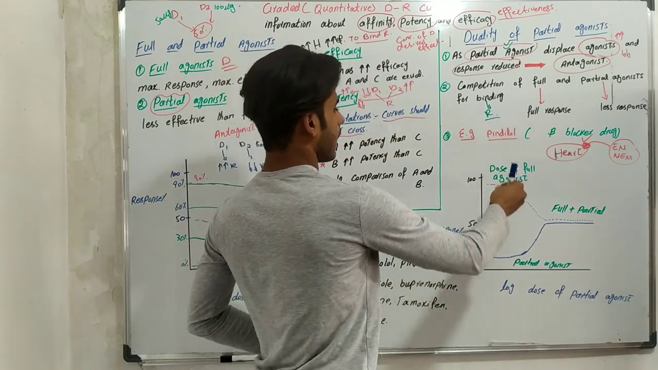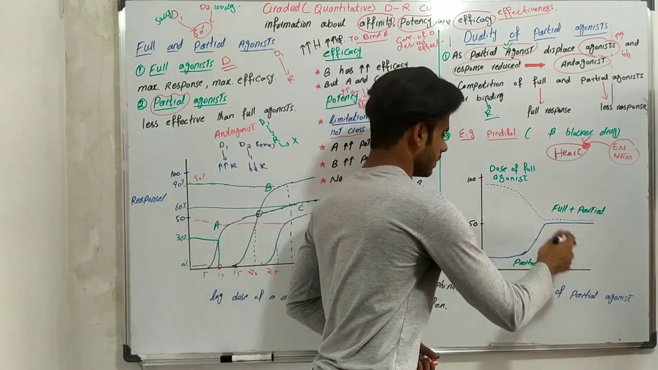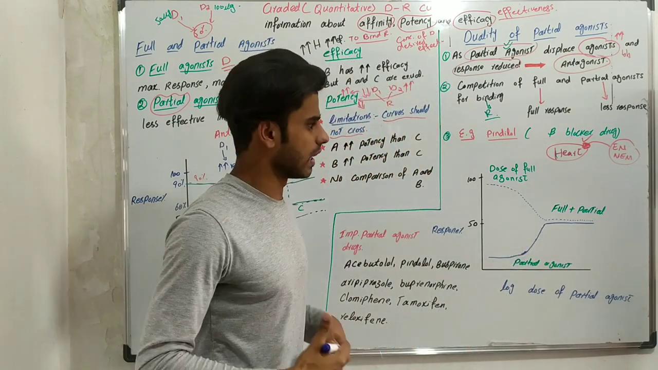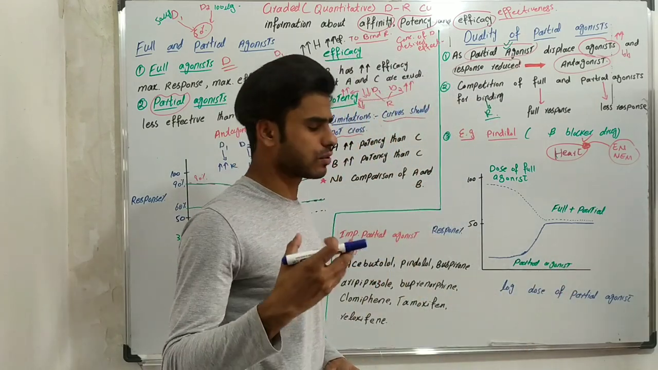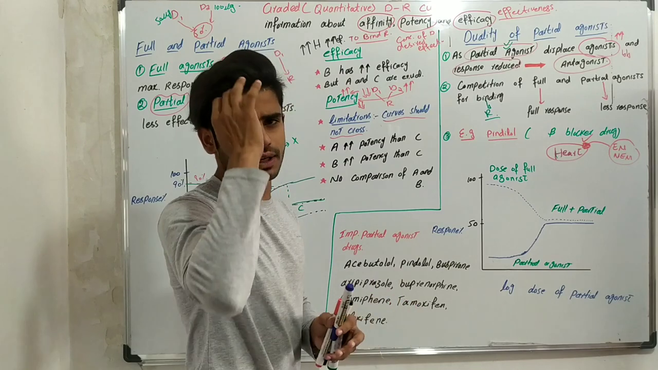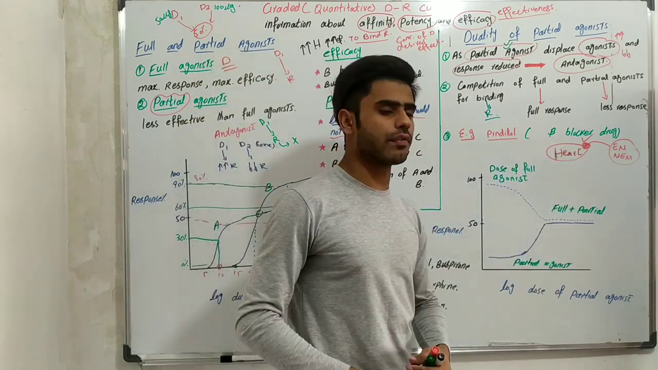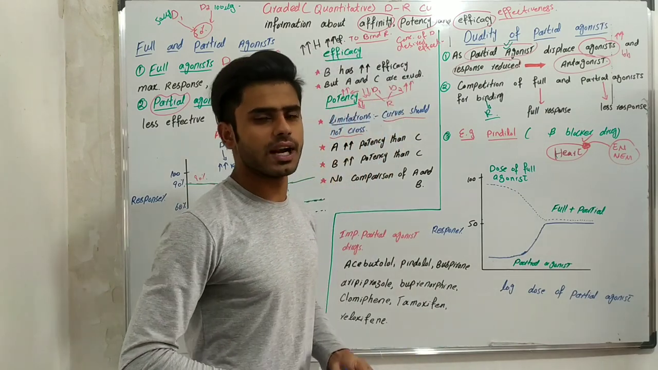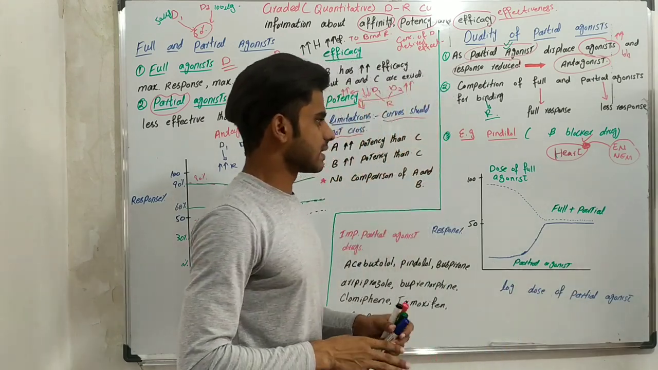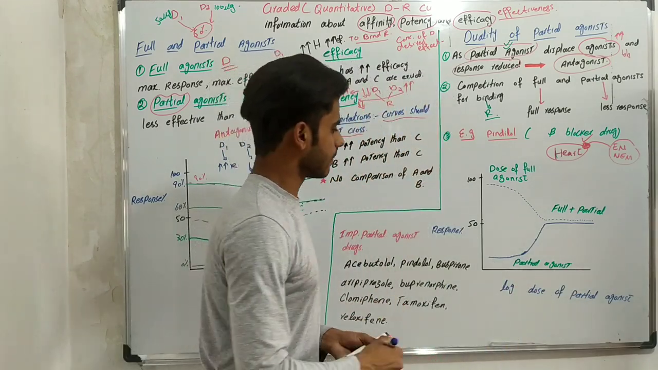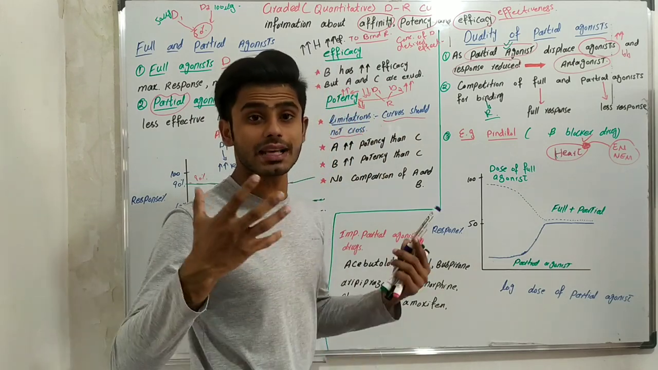So now we will apply this concept on this graph. Let's suppose that this is the human body, and we are going to take the partial agonist in an isolated system. We don't have a full agonist. That is practically impossible, because we have epinephrine and norepinephrine in our body that act as full agonists. Let's suppose we are taking a partial agonist and there is no full agonist in our body. And what is the partial agonist? That is pindolol. So let's suppose that we are taking pindolol in our body in an isolated system.